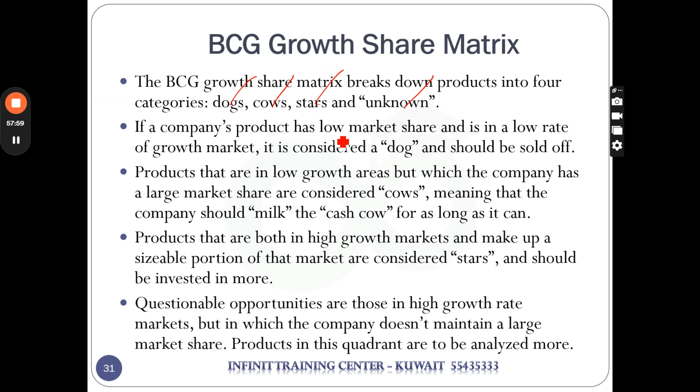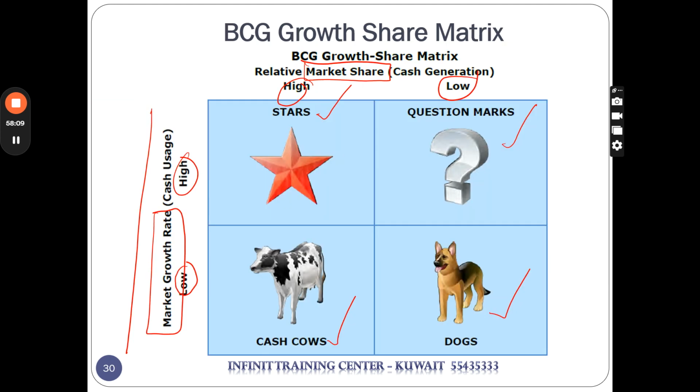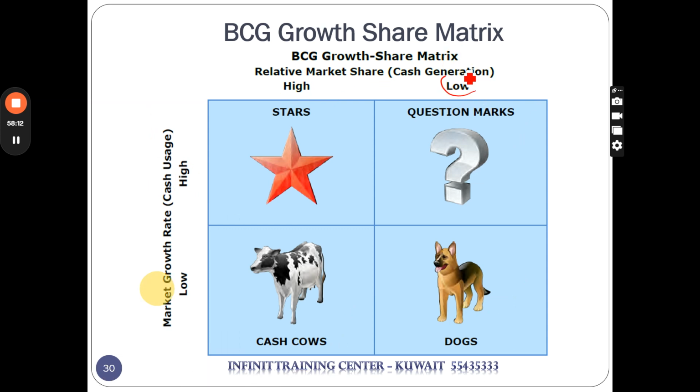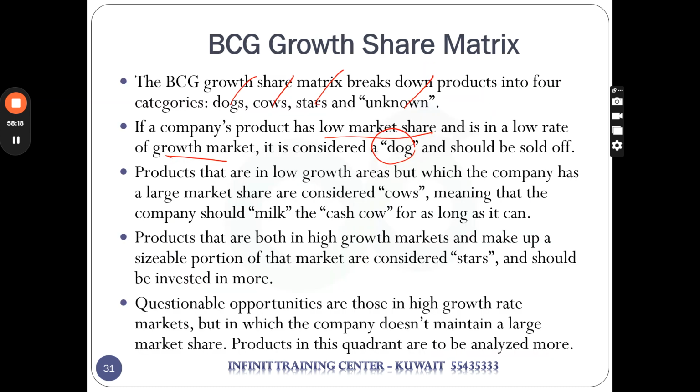If a company's product has low market share and is in a low rate of growth, it is considered a dog. So you can see here the rate of growth is low and the market share is low. This one is low and low. So this will be considered as dogs, and this should be sold off. You don't have enough sales for this, and it is also not growing.